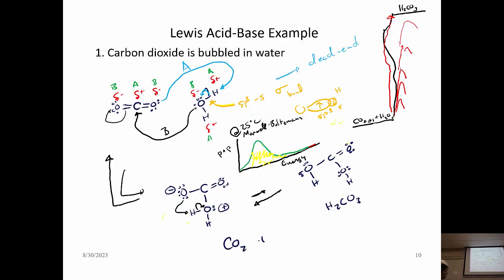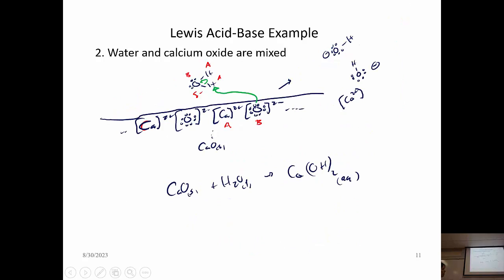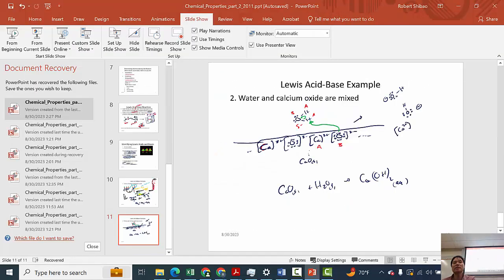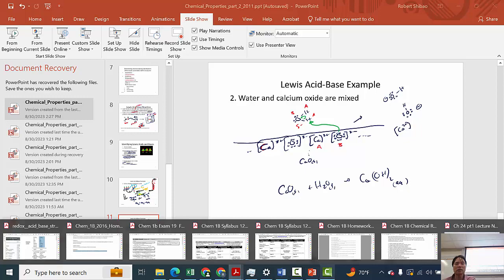Whereas over here we had CO2 and water. CO2 and water made carbonic acid, H2CO3. This is the reverse of the decomposition reaction shown earlier. Okay, any questions on this? All right, if it's not metathesis and it's not Bronsted, then maybe it's Lewis. If it's not Lewis, then maybe it's redox. So let's take a look at redox next.